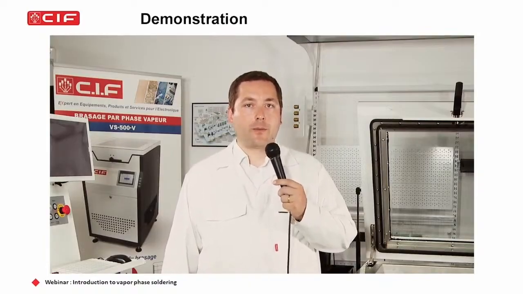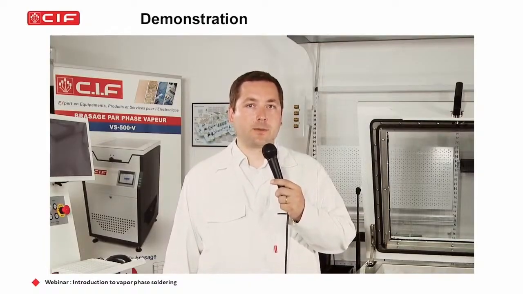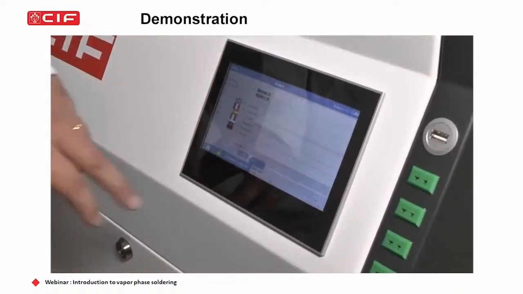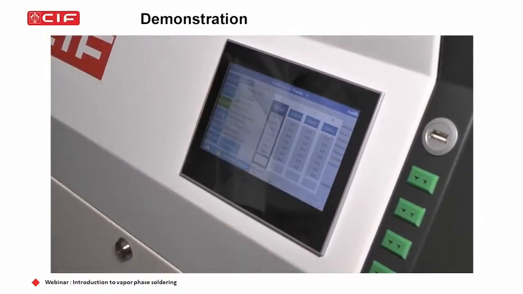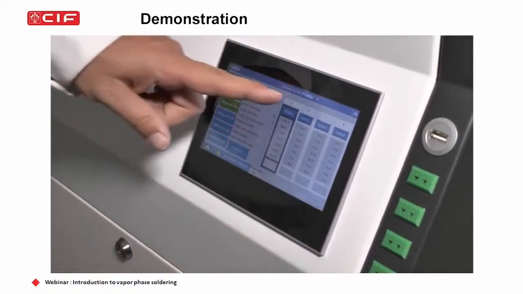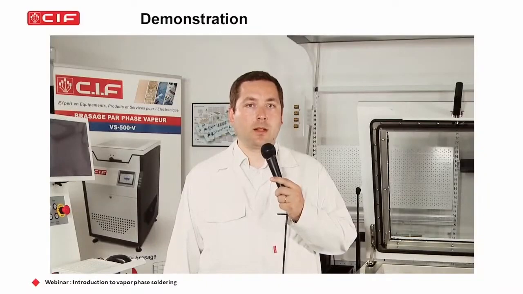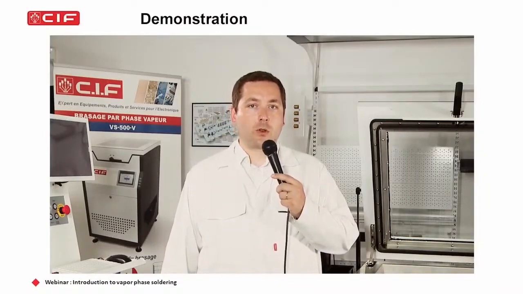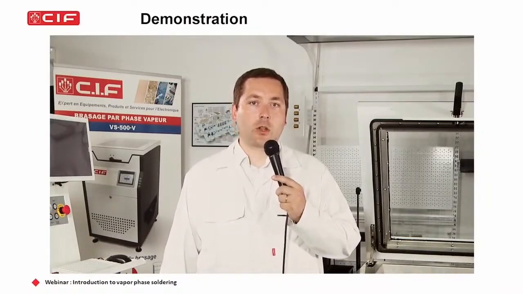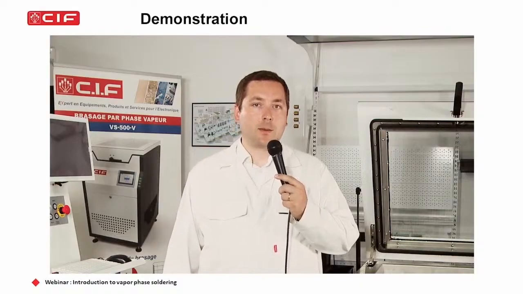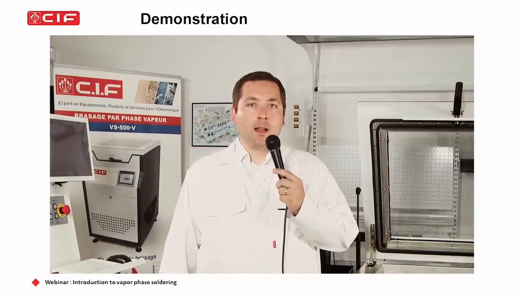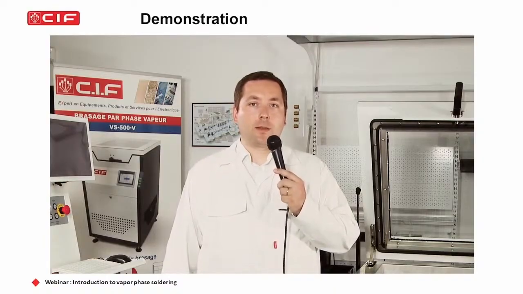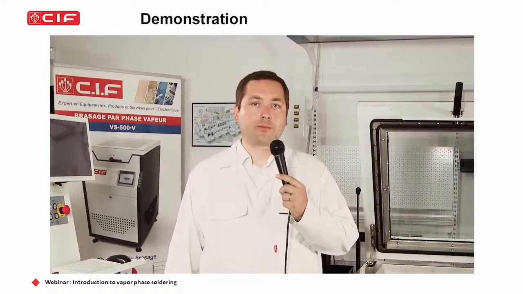Then we go for checking our settings. Here we are using the Galden 230, so we select the corresponding Galden on the software, and we have different settings available. Regarding the soak zone temperature and the soak zone time, this is, let's say, a preheat stage for the board before heating up to the liquid use stage.